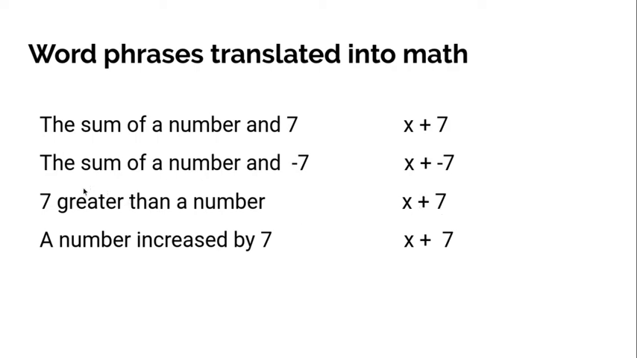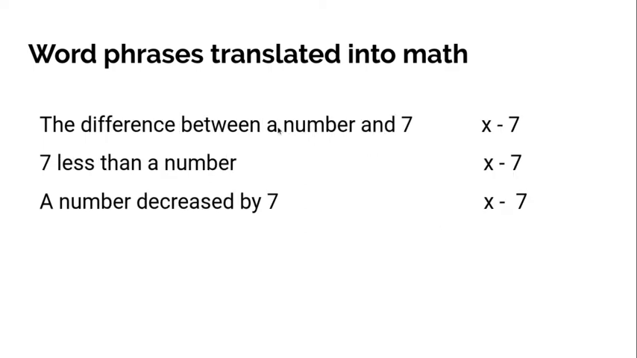Remember, whenever we have this word greater than or less than, we're going to put it after the next part. And then here, a number increased by 7 is x plus 7. Okay? Let's keep going with the next one. The next one says the difference between a number and -7. And so here's the number, -7. Then here goes this less than again, okay? So 7 less than a number is x minus 7.